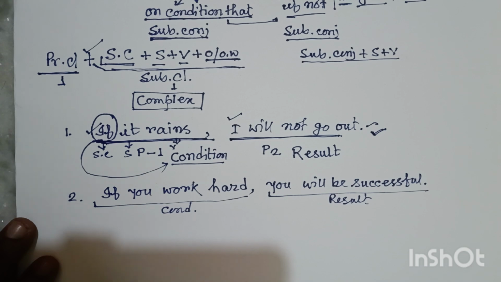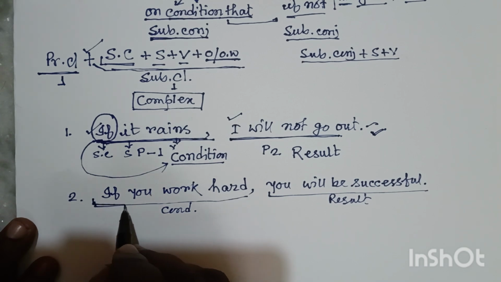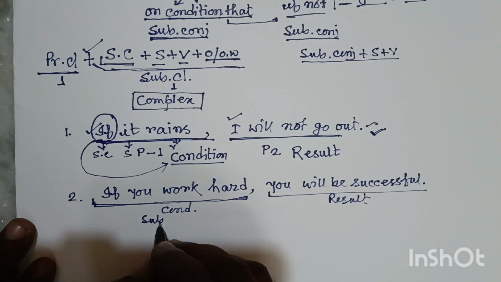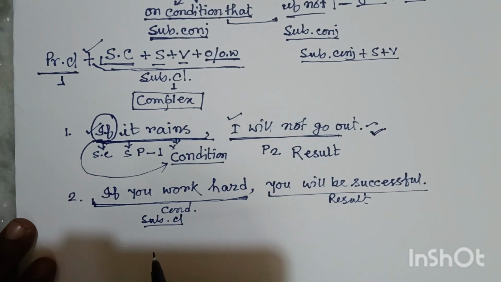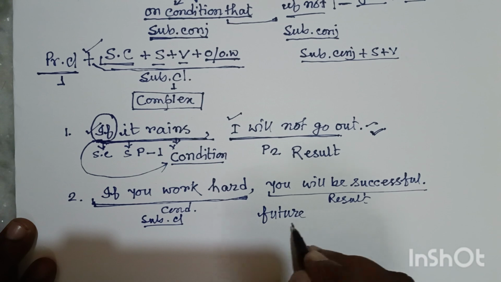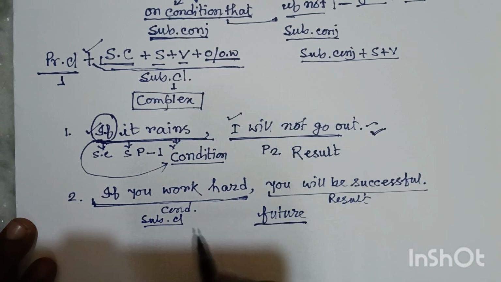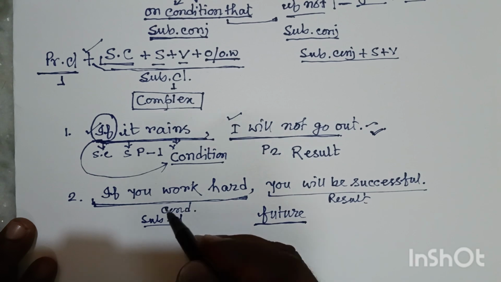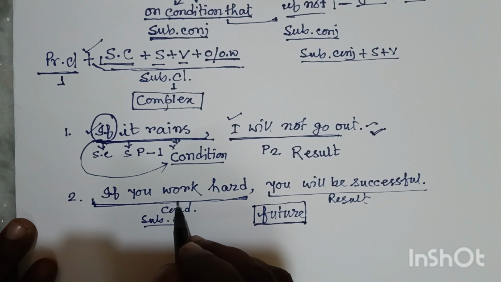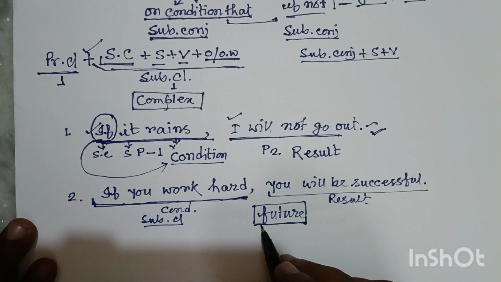Friends, one thing I must mention here: in the condition part, it is a subordinating clause. And if you can understand, the meaning is future. That means the meaning of the sentence is future. The time is future. Look at this sentence. If you work hard, that means we are saying something about future activities. It is not present or past. The structure is present, you can see, but the meaning is future.